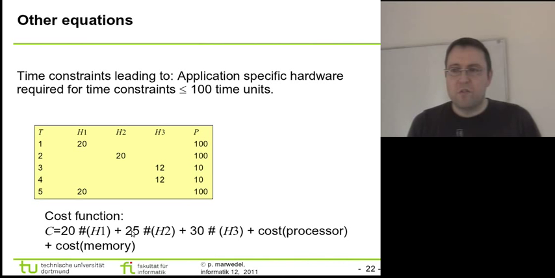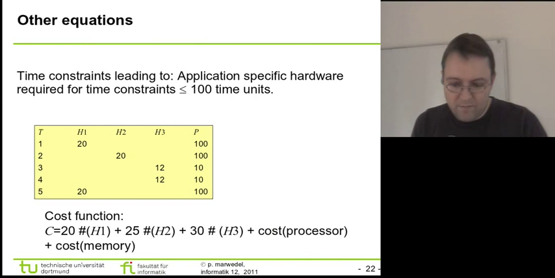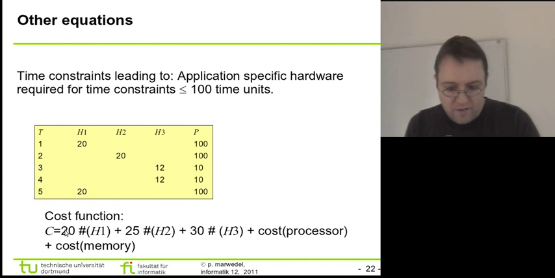Now we can add timing constraints to our system, and these timing constraints can lead to the assumption that application-specific hardware is required for time constraints less than 100 time units. So the cost function here is cost is 20 times the number of hardware units of type 1 plus 25 times the number of hardware units of type 2 plus 30 times the number of hardware units of type 3 plus the cost of processor and memory.